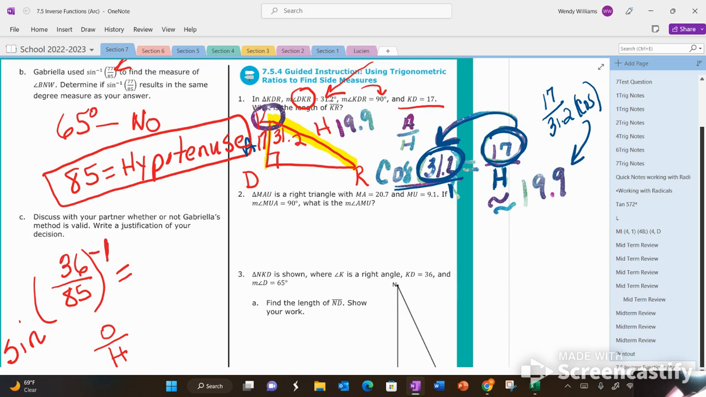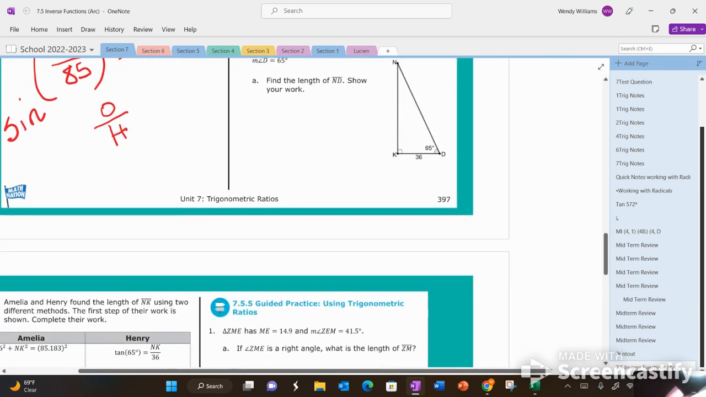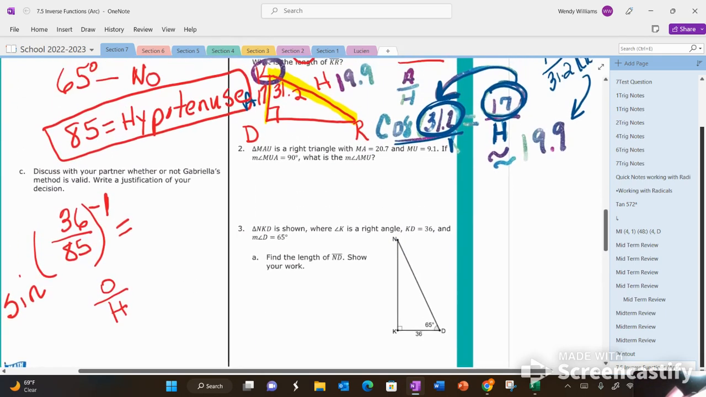All right. I'll let you try number 2 on your own. Draw your picture. Don't wait for me. I'm not drawing the picture. You draw the picture. Where does your right angle go? Are they giving you an adjacent, an opposite, a hypotenuse? What are they giving you?